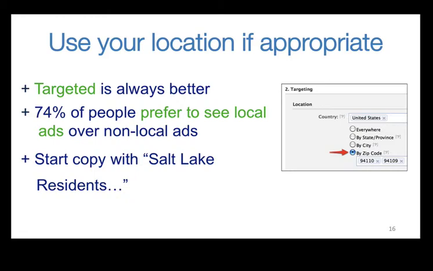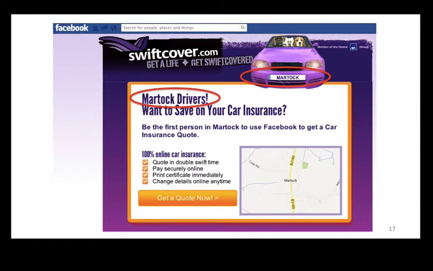Okay, if it includes pictures or images from my local town, then that's going to be more targeted and more relevant to me. Again, people prefer to see local ads over non-local ads. So now that you can target specifically, make sure that you're taking advantage of that in the actual ad construction. Okay, not just in the targeting, but in the actual ad construction.